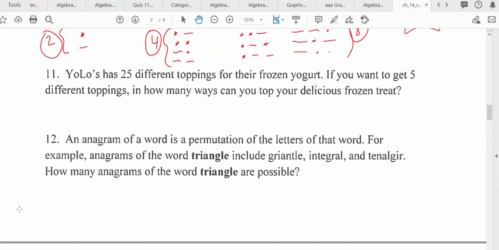YOLO Yogurt Shop has 25 different toppings. If you want to get 5 different toppings, how many ways can you do this? So does order matter? No, it doesn't matter if you put hot fudge and then chocolate chips or whatever. So nCr is our method. So it'll be 25 choose 5. And when you type that in your calculator, I think it ends up being 53,130.